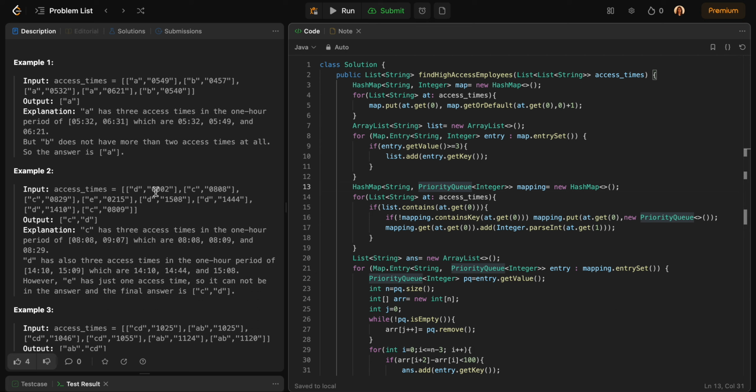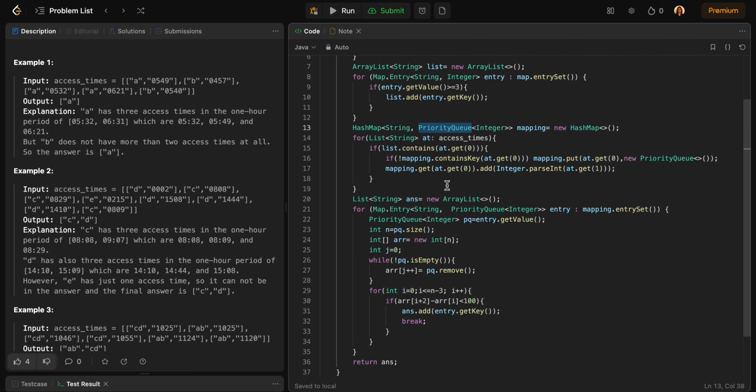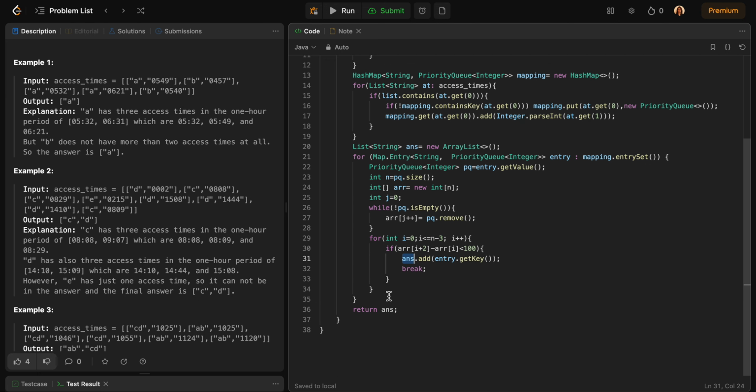So what I did, I pushed all the possible answers of that particular person inside my queue. Once I had this inside the queue, I just looped over all the values and checked if there are any 3 set which are within an hour. If there is any such set, then I'll add that person inside my key and will return the key, or the answer, at the end of the day.